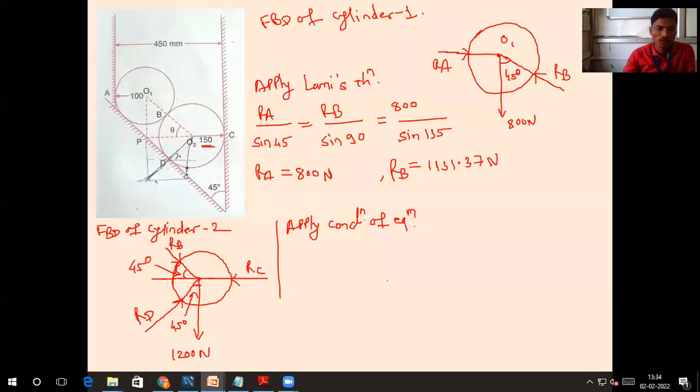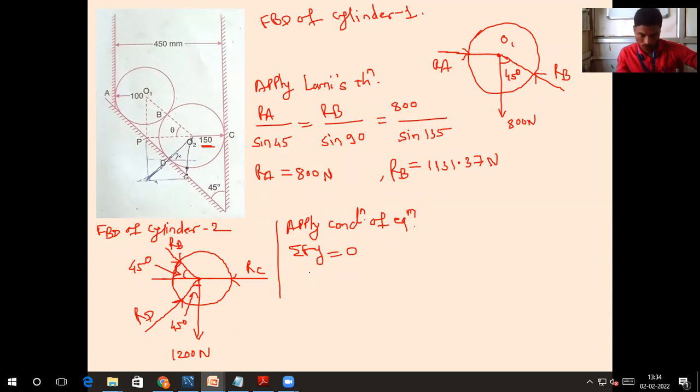How many unknowns are there now? Only 2 out of 4. RB we have already calculated earlier. So RC and RD remain. I have 2 equations and 2 unknowns, so it can be solved. Which condition should I apply first so that I get at least one unknown? Summation Fy, because RC will not come in it. Only the other 3 will come.